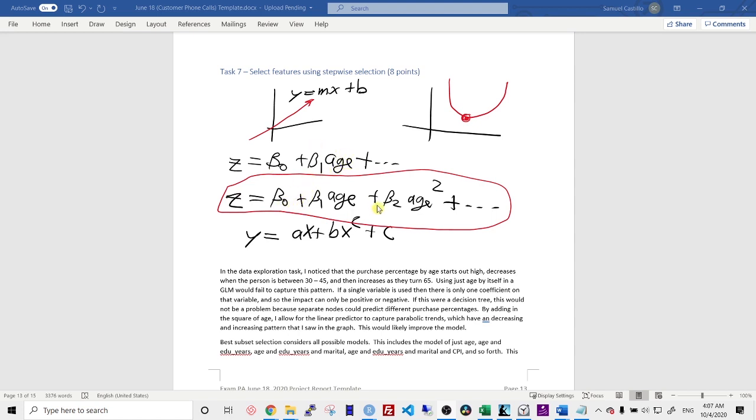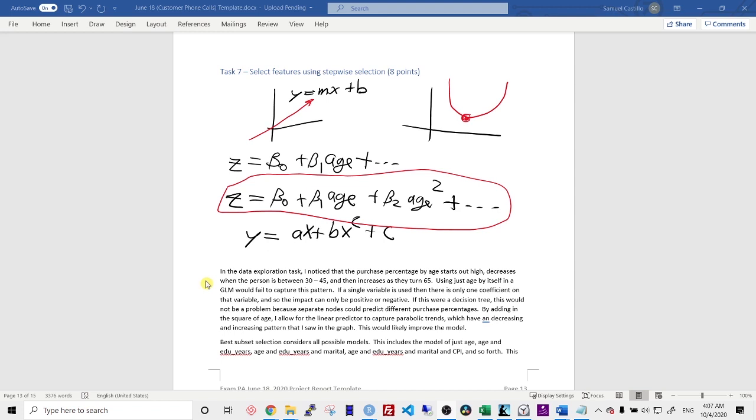However, when you add the age squared, you get something of the form beta 0 plus beta 1 times age plus beta 2 times age squared. You can think of this as the equation for a polynomial, ax plus bx squared plus c. Recall from algebra class that the polynomial that you see here starts out positive, it decreases, and then increases again. And this is in agreement with the graph that you saw earlier.